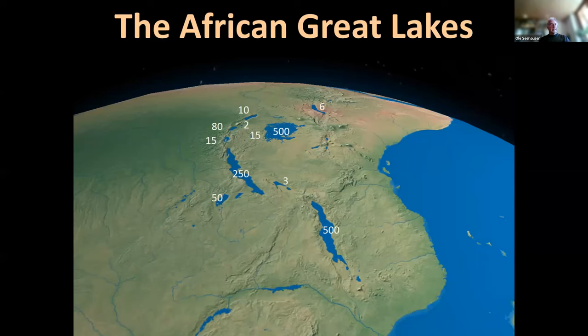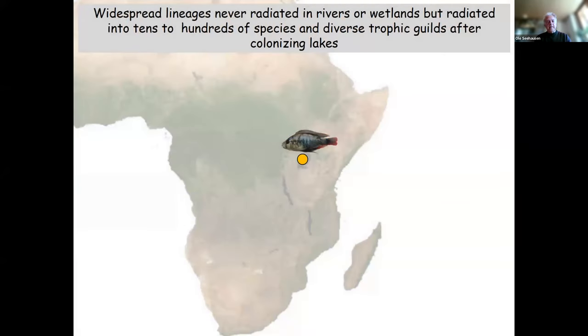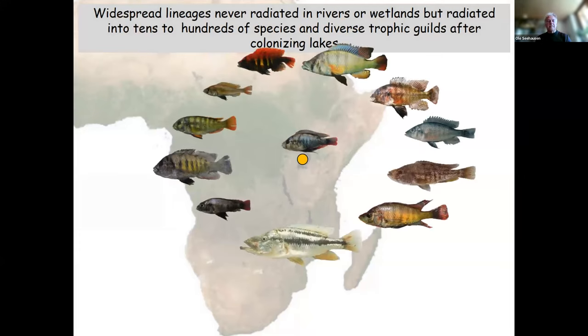Okay, each of these lakes has a very large diversity of endemic cichlid fish that are not found anywhere else. You see those numbers here, they're approximate, and also many of the medium-sized lakes in the area and even some of the small lakes have endemic species. These lineages of cichlids are actually quite widespread in Africa. The lineages are not endemic to these lakes. They occur in rivers and wetlands all around the continent, but they haven't diversified in any of these environments. It's when they colonize lakes that they diversify.